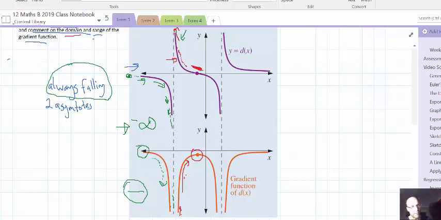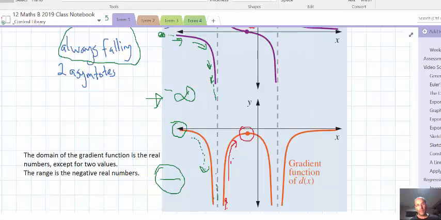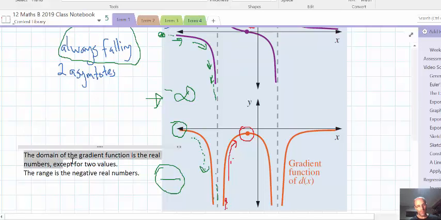So let's look at the domain and range of the gradient function. The domain of the gradient function is real numbers except for 2 values. Of course, this is a bit of an abstract question. There are no actual values given except for the x values that correspond with the asymptotes. So it's got those two discontinuities, but it can be any real number apart from that, as you can see.